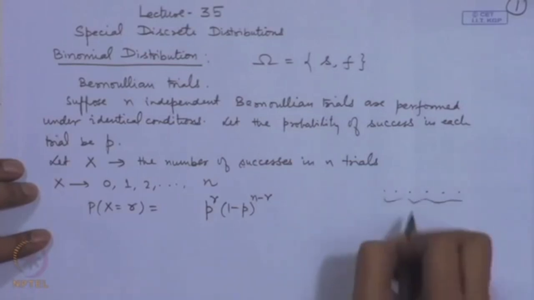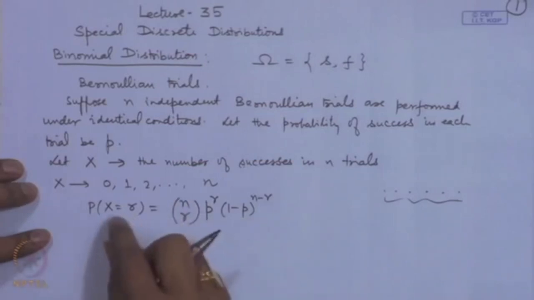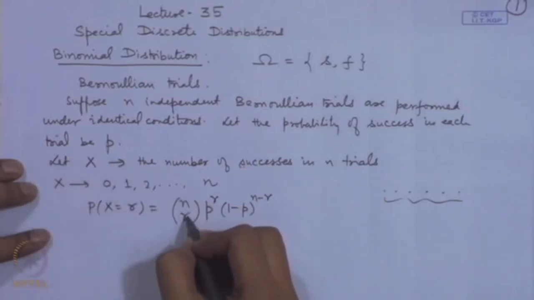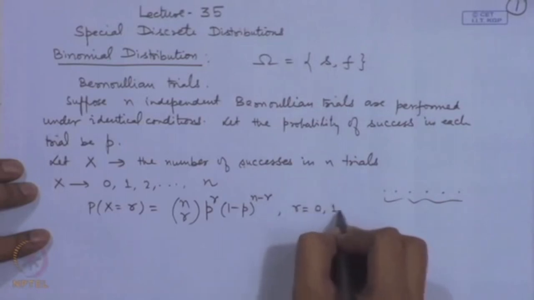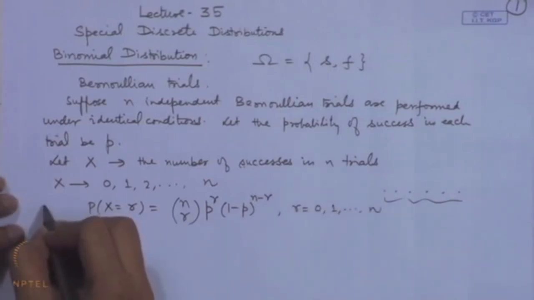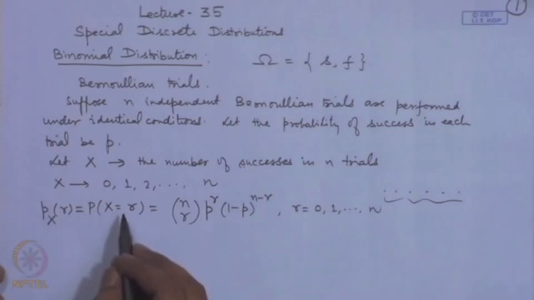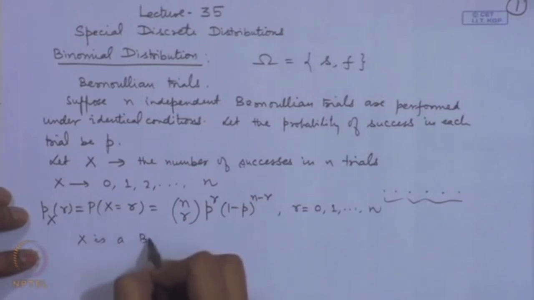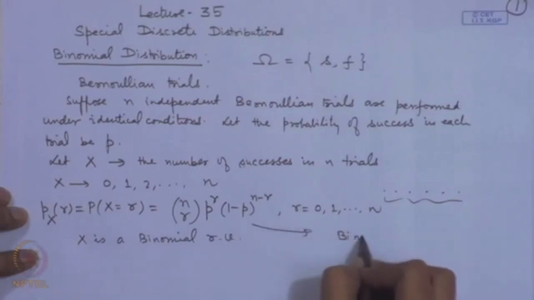Now, out of these n trials, any r of the trials can be success. So, this can be selected in nCr ways, and therefore, the probability mass function of this random variable X is given by nCr p to the power r, 1 minus p to the power n minus r. Here r can take values 0, 1, 2, up to n. So, if we follow our usual notation for the probability mass function, we will write it as p_X(r), that is the probability that X is equal to r. Then X is called a binomial random variable, and this is called a binomial distribution.